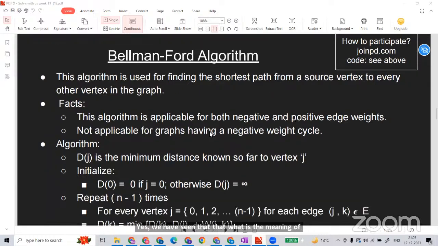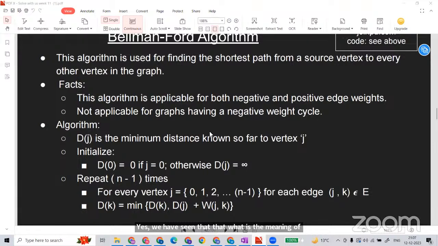In the algorithm, dj is the minimum distance known so far for the vertex j. Initialize d0 to 0, meaning d_j is 0 if j is equal to 0, otherwise the other vertices are given infinity. Repeat how many times? N minus 1 times. Why is it so? Because the number of vertices is n. If you do n times also, there will be a repeat, so we don't want to repeat it. So n minus 1 times will do.